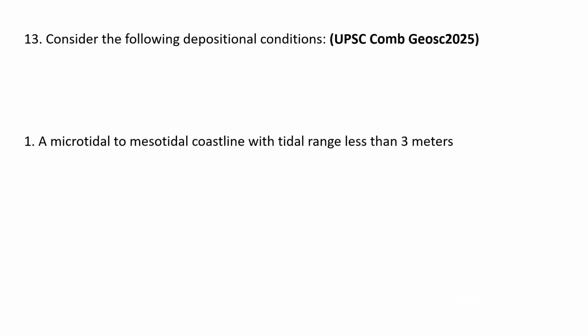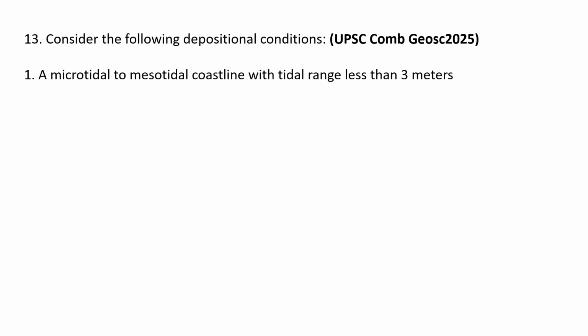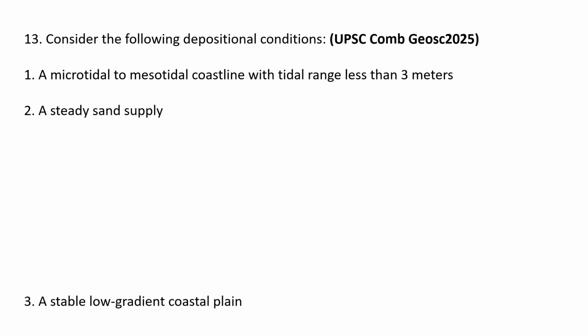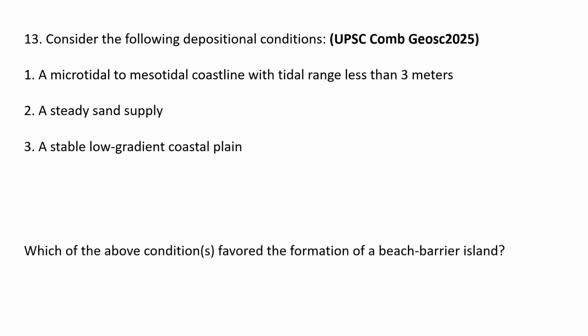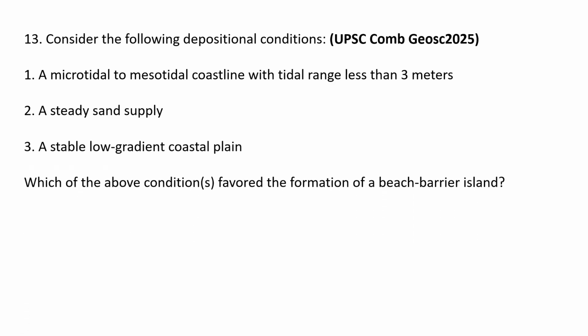Next question. Consider the following depositional conditions. 1. A microtidal to mesotidal coastline with tidal range less than 3 meters. 2. A steady sand supply. 3. A stable low gradient coastal plain. Which of the following conditions are favorable for the formation of a beach barrier island?